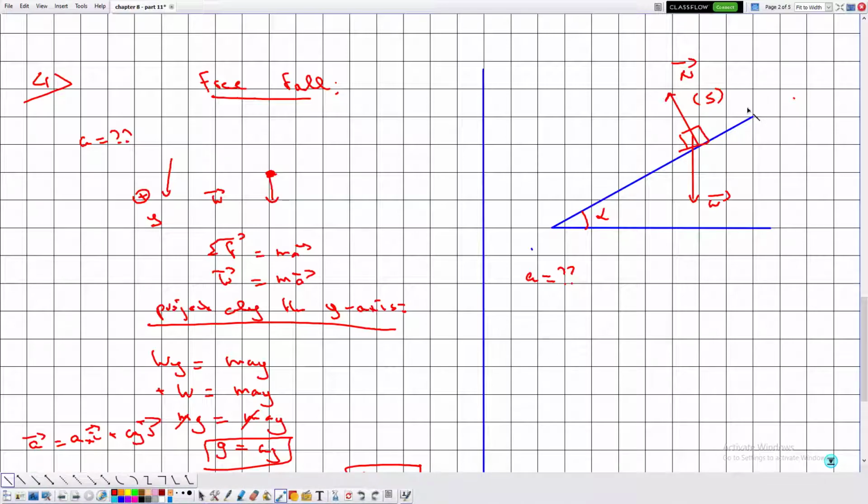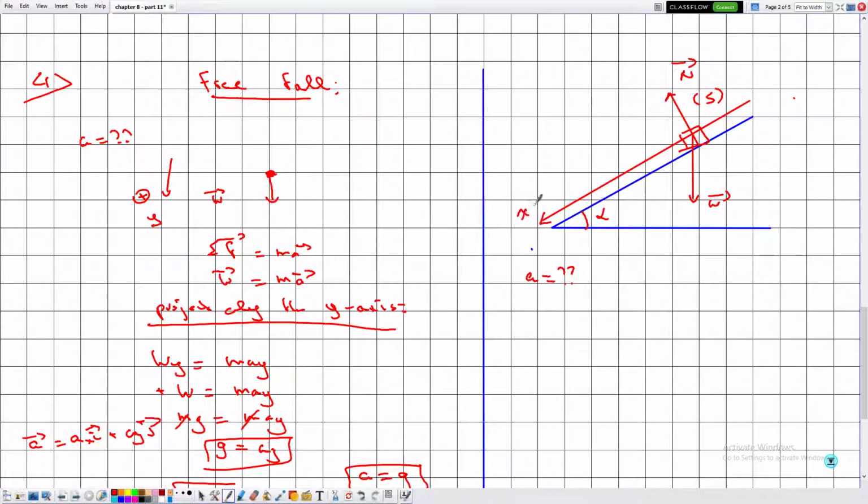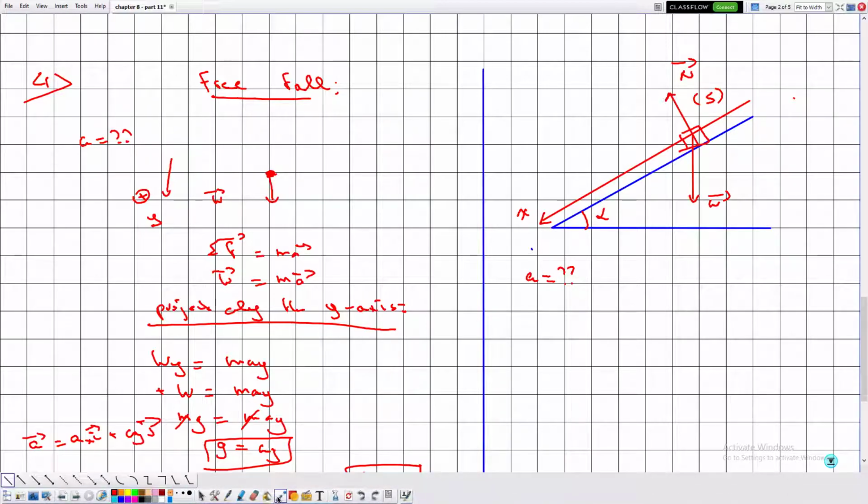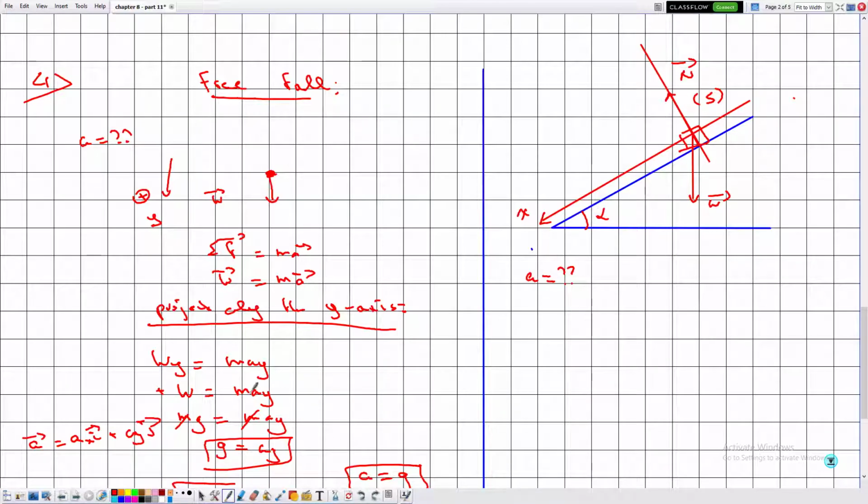Then we will choose the positive x direction to be like this in the direction of motion, and the positive y direction is perpendicular to the x direction, which is like this. And in this case we are neglecting friction because I want to compare it with the free fall, and in the free fall we have neglected the air resistance. Okay, so in this case we will also apply sum of forces is equal to what? MA, and we have the weight plus the normal is equal to MA.